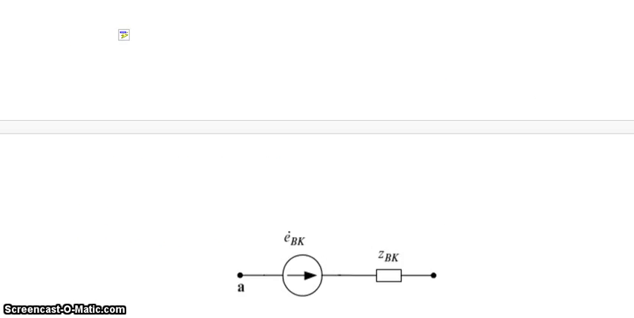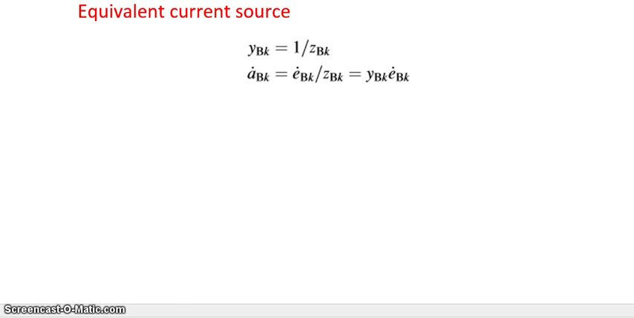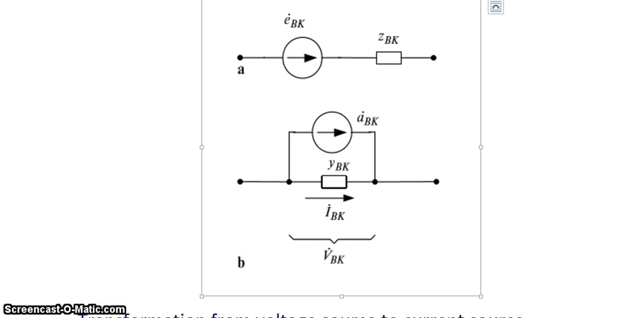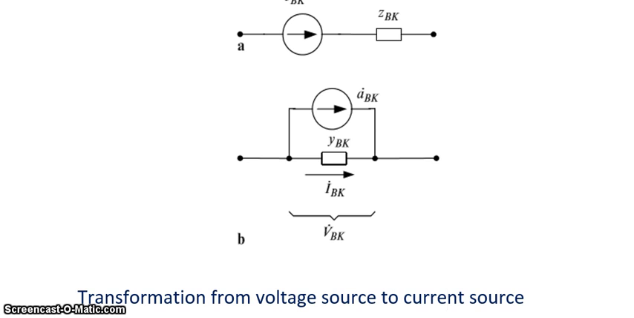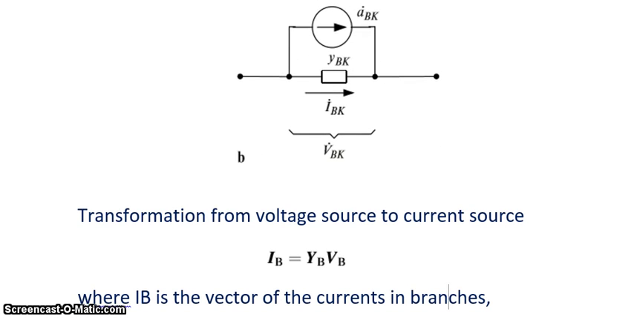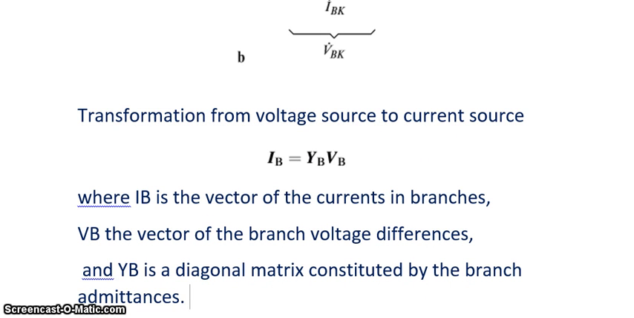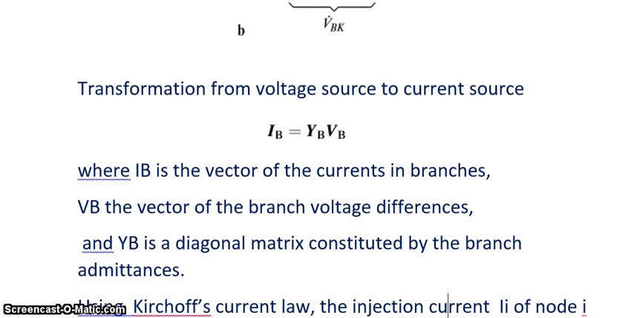So if you take those things and write the equivalent current source, this would be the equation ybk equal to 1 by zbk, and abk equal to ebk by zbk equal to ybk into ėbk. So this is the equivalent in a pictorial way. This would be a transformation from voltage to current source, that is IB equal to YB into VB, where IB is a vector of the currents in branches, VB is a vector of branch voltage differences, and YB is a diagonal matrix constituted by branch admittances.